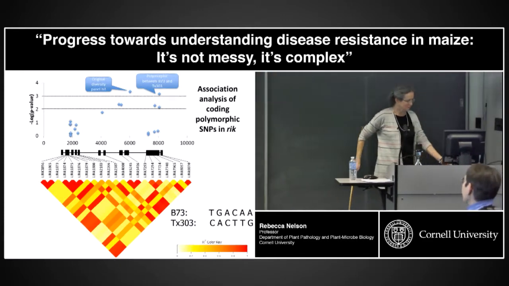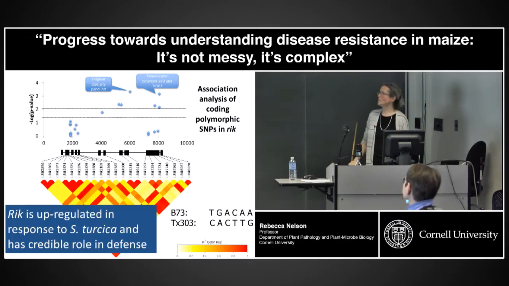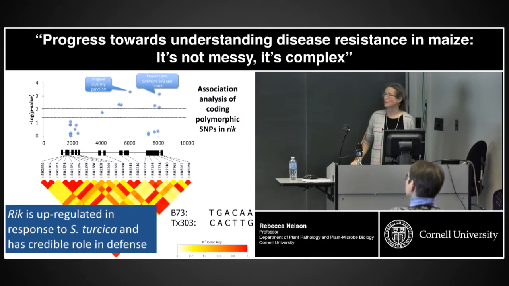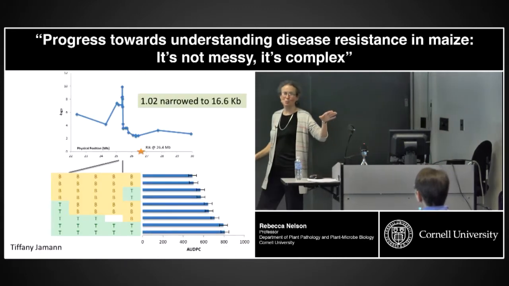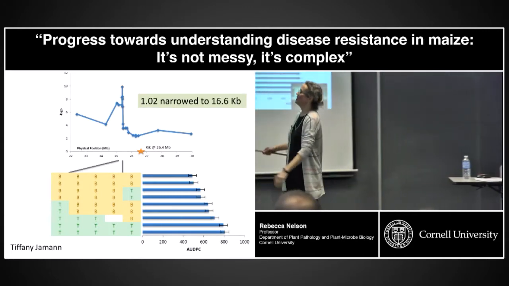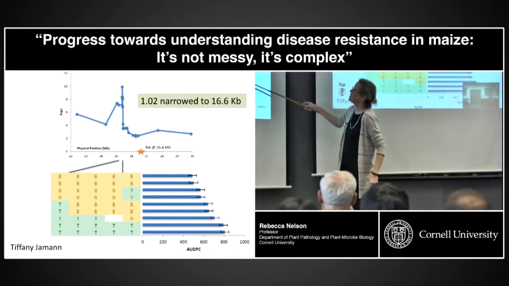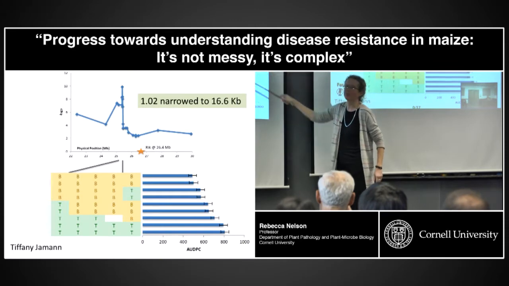She was also able to show that the gene was induced by inoculation with the pathogen, and digging into the literature, that it had a credible role in the defense process. So we were really jazzed that this could be it. But she had a failed season the year before last, and then this last summer, she's pretty decisively able to eliminate RIC from the fine mapping interval.